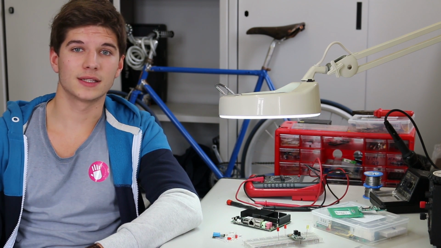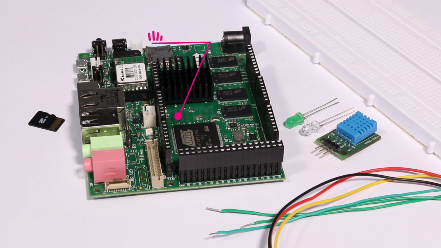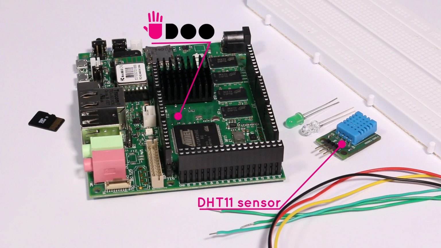The project is divided in few steps. You will need UDOO. Dual or quad is the same, but we are going to use dual. You will also need a DHT11 sensor, the breadboard and two color LED.